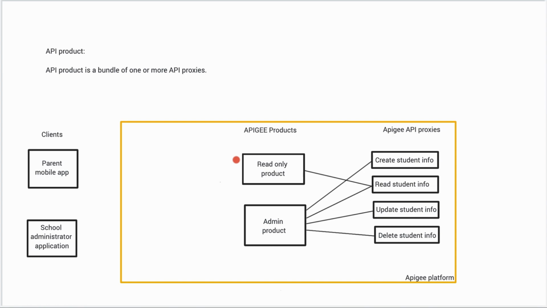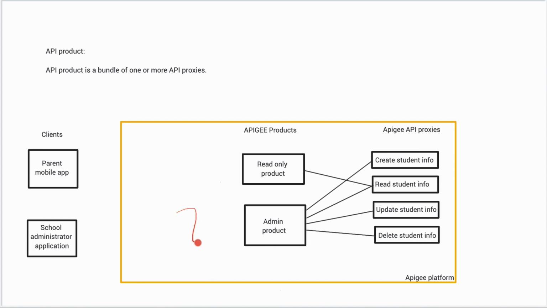Over here, the parent mobile application should be able to just read the student information, and they should not create, update, or delete any of the student information. And just assume that we have another application, that is the client, that needs to talk to our student API, and they should be able to do all the activities like create, read, update, delete. So in this case, we can create two kinds of products. One is just exposing the read-only API proxy, and another product that contains all the API proxies.